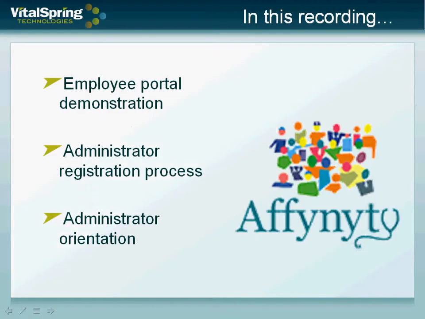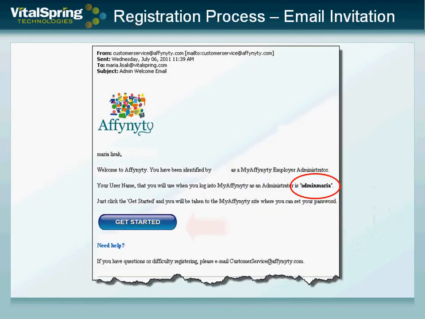An administrator's name and contact information are supplied by the employer. VitalSpring Affynyty staff will create a profile and assign administrator access rights. An automated email will go to the employer-designated administrator. When you receive this email, note your username in bold and click the Get Started button to begin the registration process.